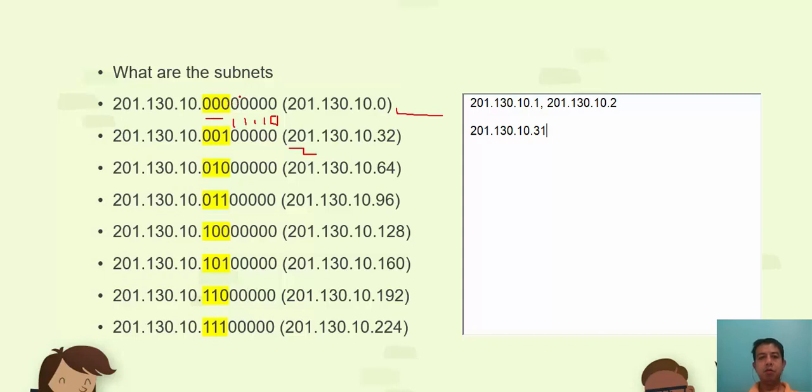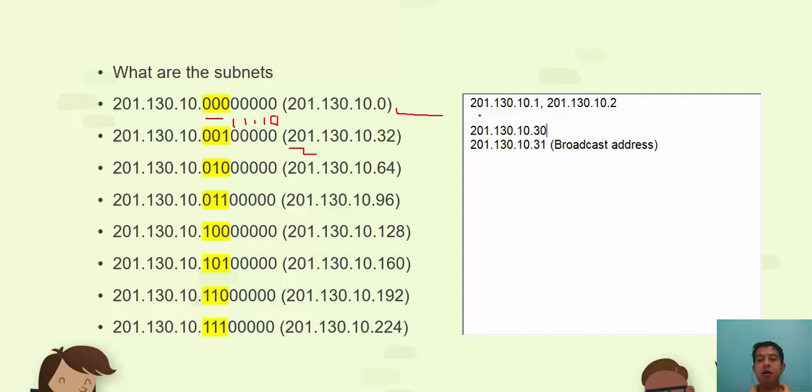Now remember, all ones is the broadcast address. This cannot be given to any host. Broadcast address means if I use this address as the destination address, the message will go to all the computers of the subnet. So what is the address just before it? The address just before it would be 201.130.10.30. So this is my last usable IP address of my first subnet.